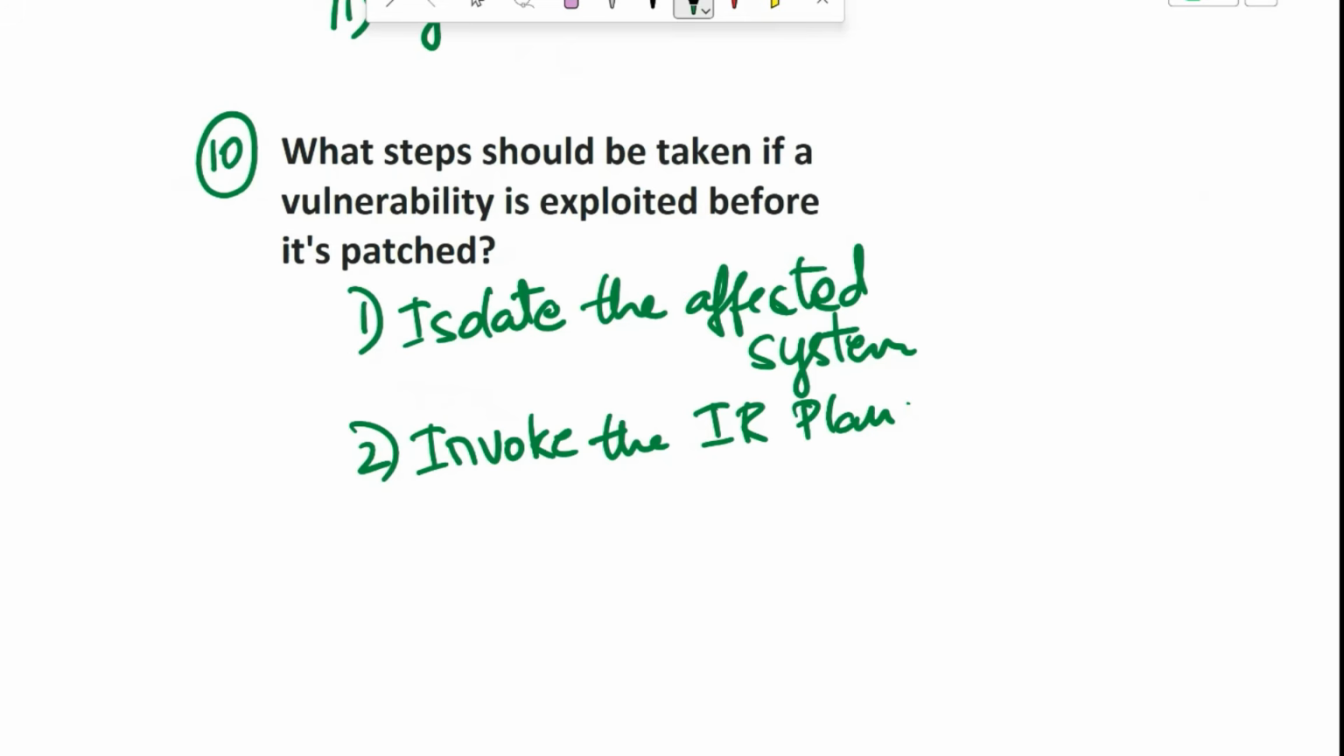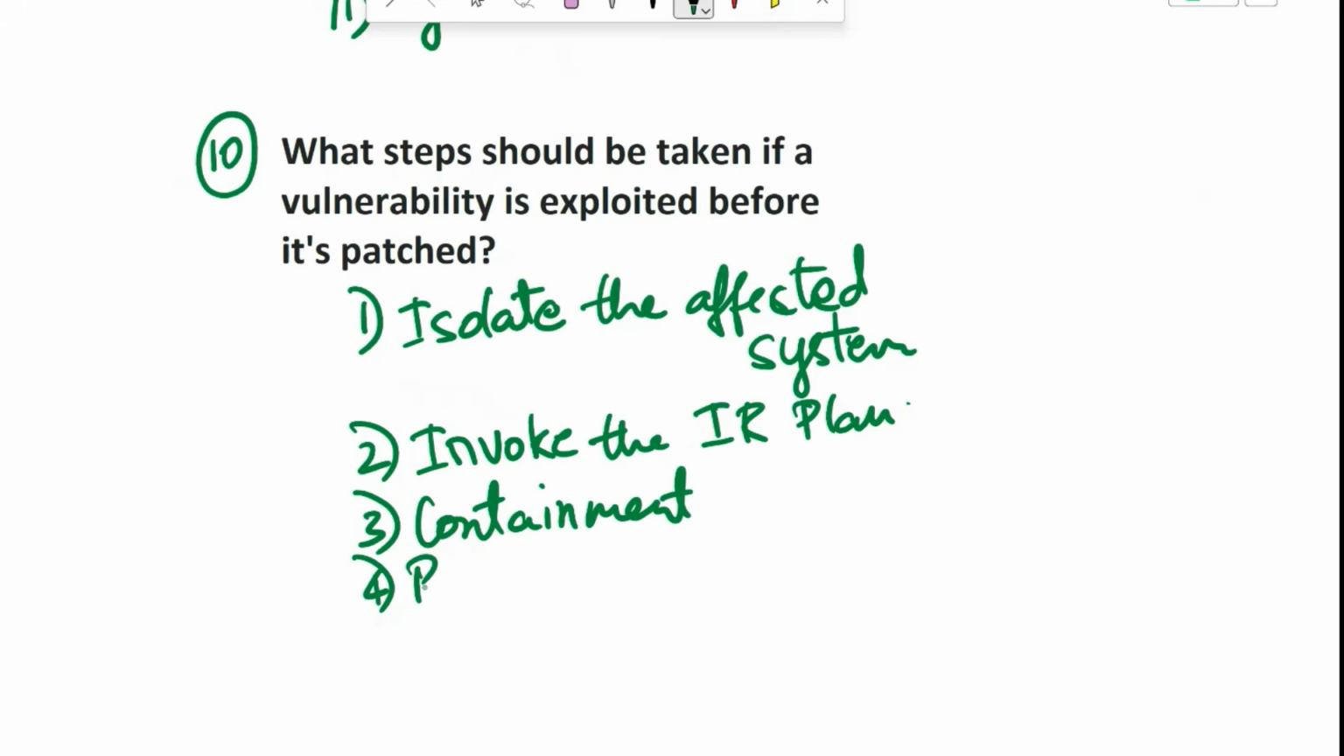So here we activate our organization's incident response plan to ensure a coordinated and structured response, assign roles and responsibilities to the incident response team. Next step is containment. Contain the breach by identifying the extent of the compromise and taking steps to prevent the attacker from moving laterally within the network.